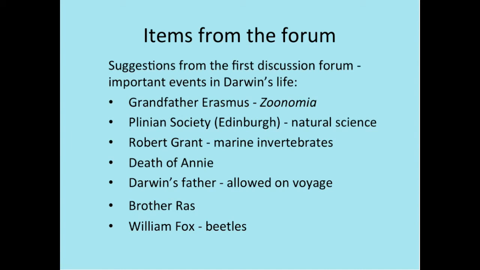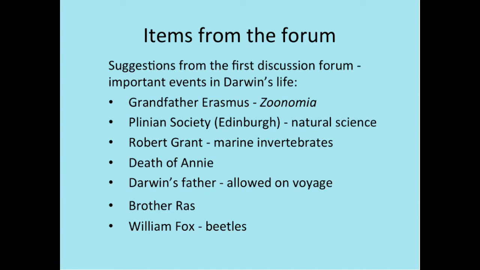Some people have mentioned the Plinian Society when Darwin was at Edinburgh. This was a group where they would get together and talk about items of natural science and read papers. Maybe his first paper was read before the Plinian Society, so that was his first entree, I guess. So that perhaps was important. The other one at Edinburgh was Robert Grant, who was interested in marine invertebrates and sponges. Darwin was collecting marine invertebrates from the Firth of Forth, the estuary at Edinburgh, and so he started his interest there in natural history as well.